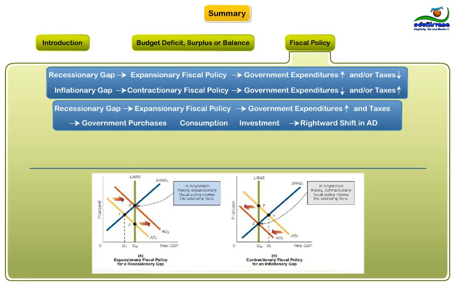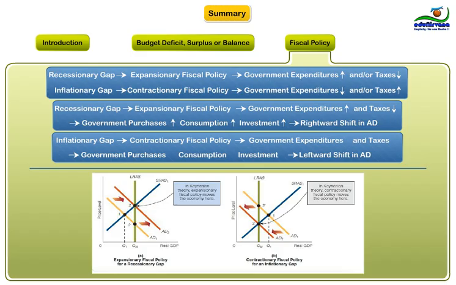Expansionary fiscal policy. Recessionary gap. Expansionary fiscal policy. Government expenditures increases and/or taxes decreases. Government purchases increases. Consumption increases. Investment increases. Rightward shift in aggregate demand.